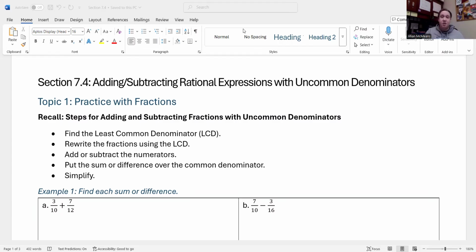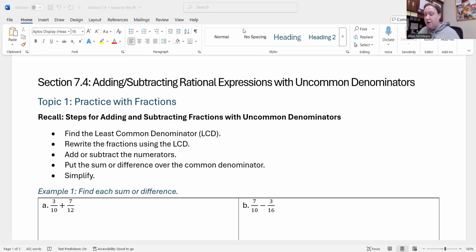Before we start talking about the main subject at hand, which is going to be adding and subtracting rational expressions with uncommon denominators, I want to take a few minutes, like I have been in the previous worksheets, and show you how this works with fractions. Because if you can understand how it works with fractions, it's going to go a long way in helping you understand how this works with the rational expressions where we incorporate algebra.